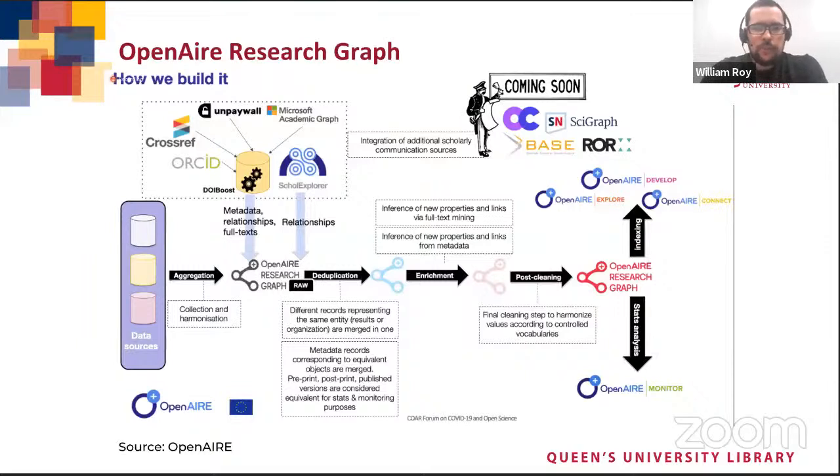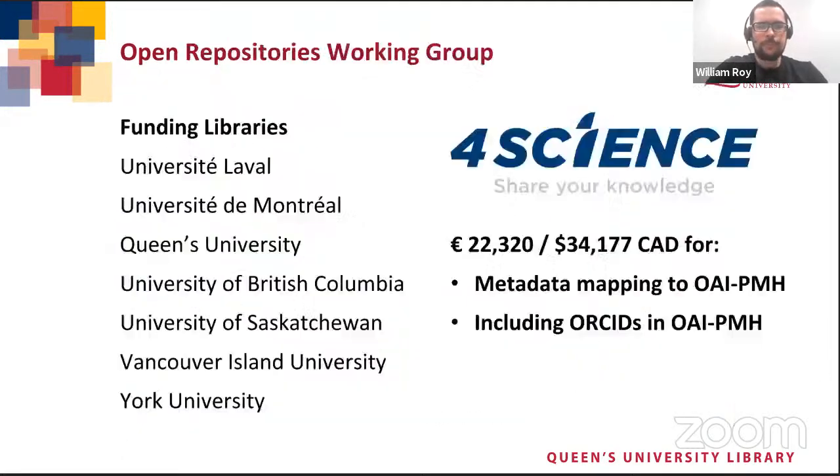And one of the key ones was exposing ORCID records via the OAI PMH feed. So all of these changes would be what we had to do in order to become compliant with OpenAIRE. And we knew we needed some help with that. So this is where For Science came into the picture.